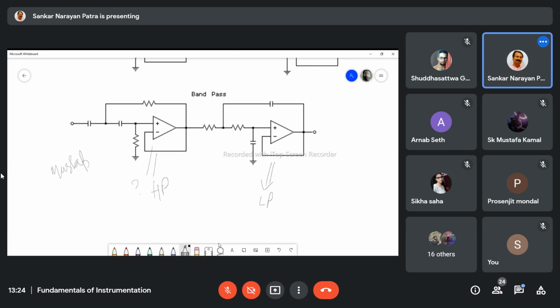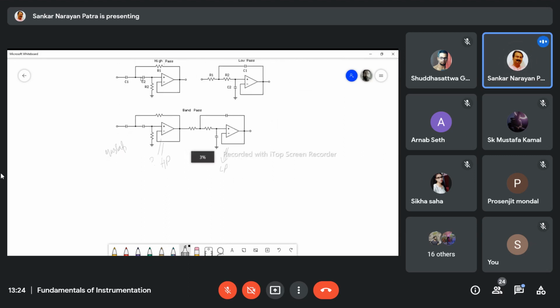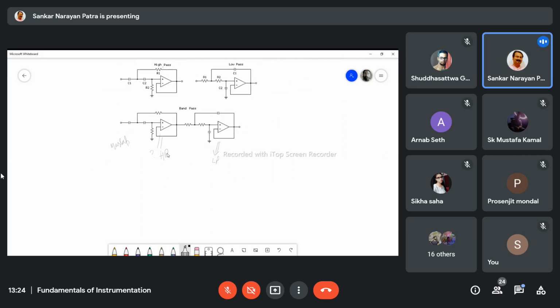Now Mustafa, check it out. You said high pass, you are right, this is high pass configuration. So how can you change it? See the resistance position here, and this resistance position, and even in this resistance also. And it is low pass, this resistance and this resistance. So this is a low pass filter, this is a high pass filter. Combined, they construct a band pass filter.